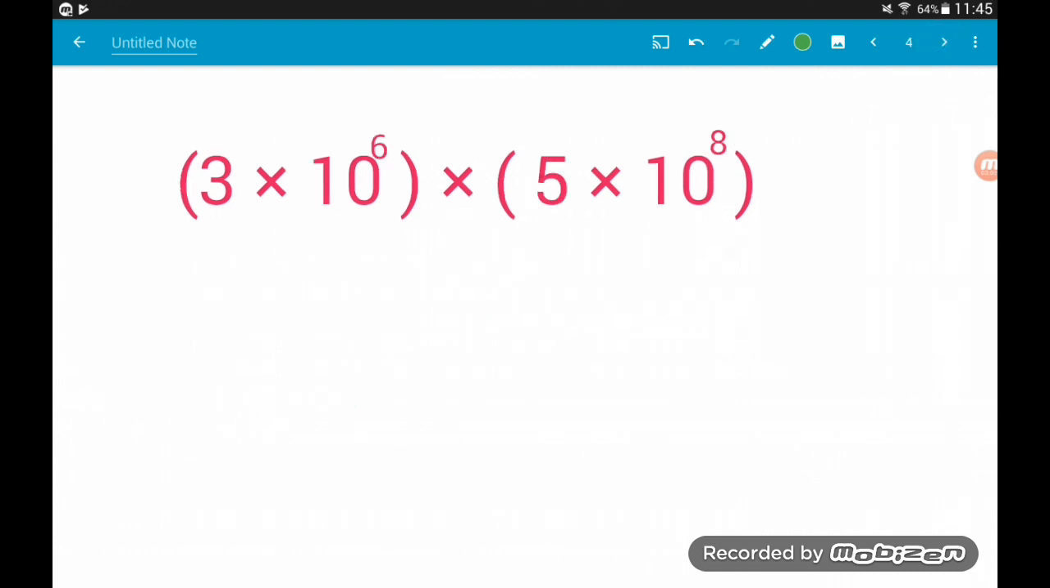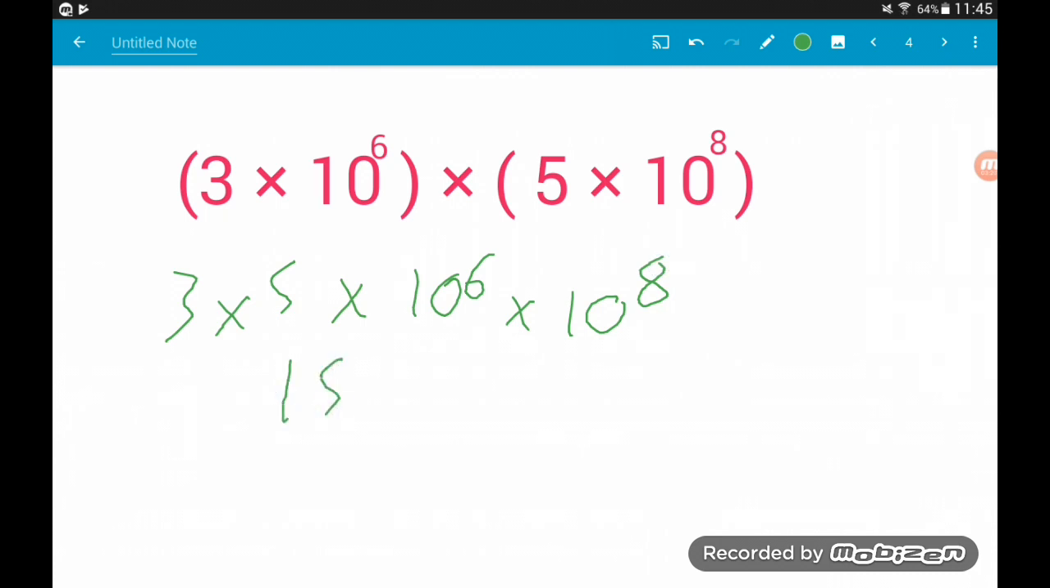Okay, the next example. 3 times 10 to the power of 6 times 5 times 10 to the power of 8. Well, let's group the same terms together again. So we've got 3 times 5 times 10 to the power of 6 times 10 to the power of 8. Well, 3 times 5 is 15. Now 10 to the power of 6 times 10 to the power of 8 is going to be 10 to the power of 6 add 8, which is 14.